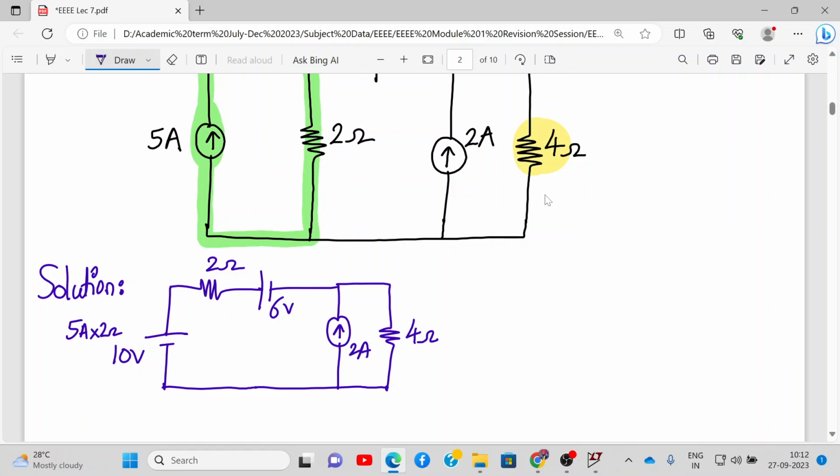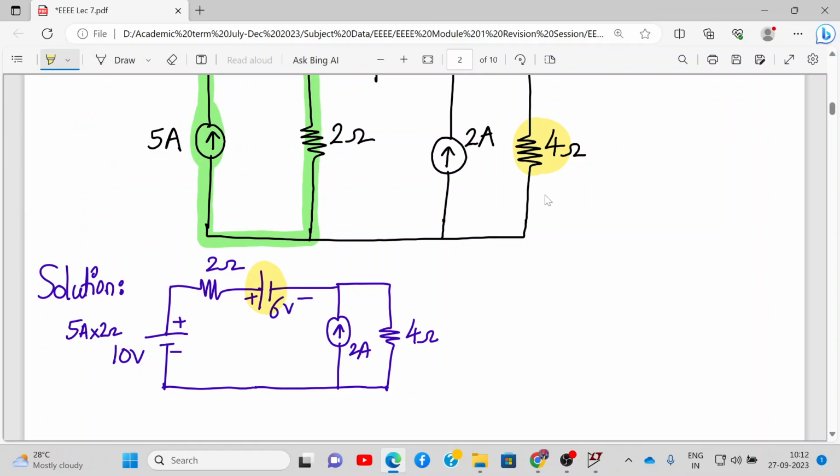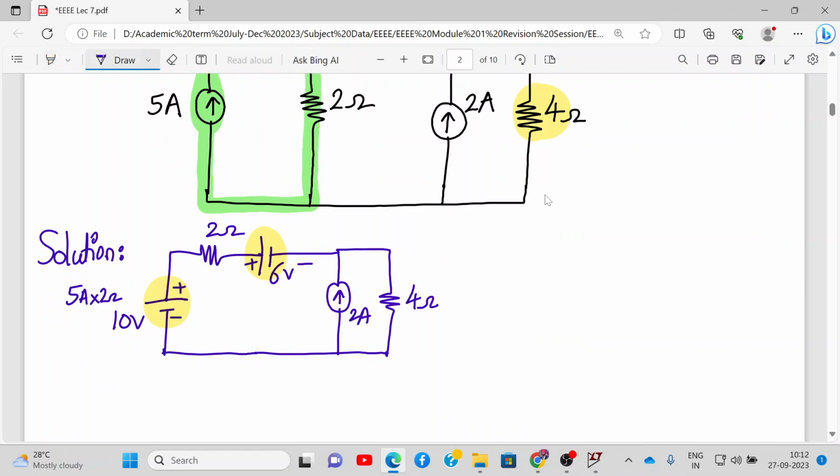Now, if you see carefully, there are two voltage sources in series. Let me write the polarity. This is minus plus, this is plus minus. So whenever two voltage sources are in series, they get added up. But the polarity is different. So this is 10 volt, and if you go from below to top, there is a rise in potential, and here if you go from left to right, there is a fall in potential. So it will be 10 volt minus 6 volt, that will be equal to 4 volt.